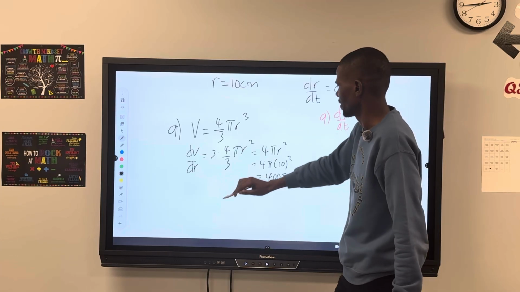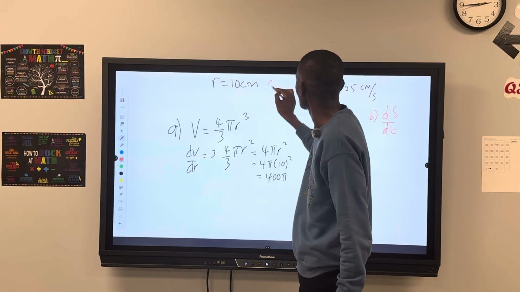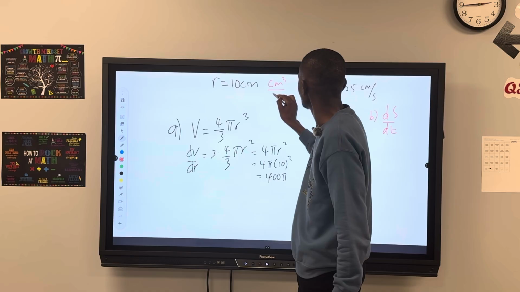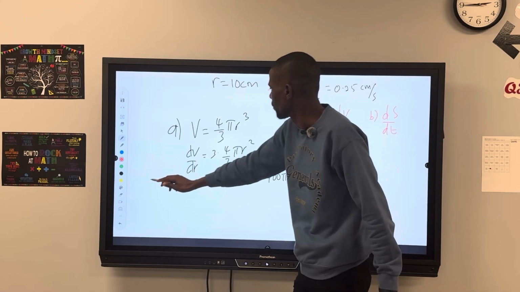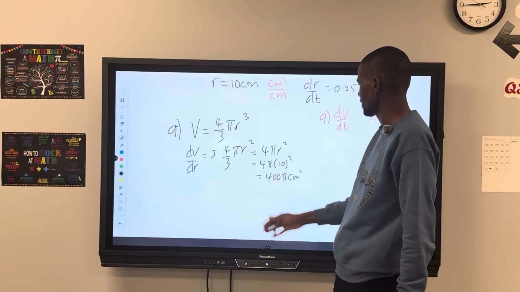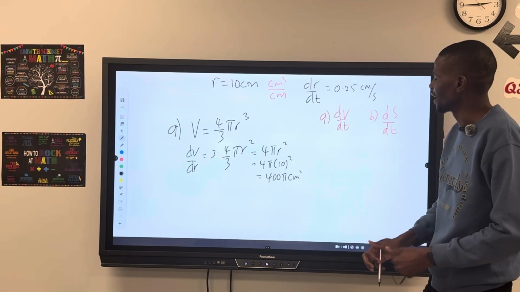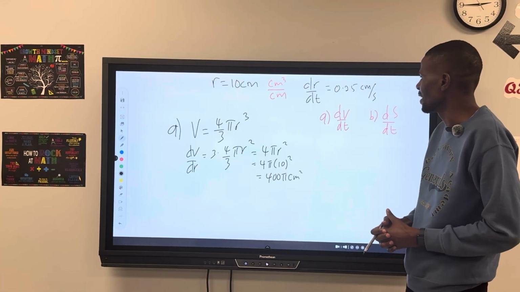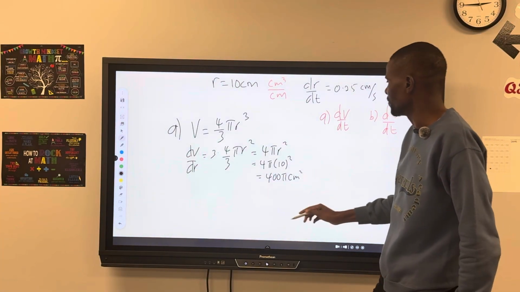As you can see, the units for volume, guys, is cubic, then radius is just centimeters. So here we remain with square centimeters. That's the rate of change of volume with respect to radius. Then we now want to find dV/dt.